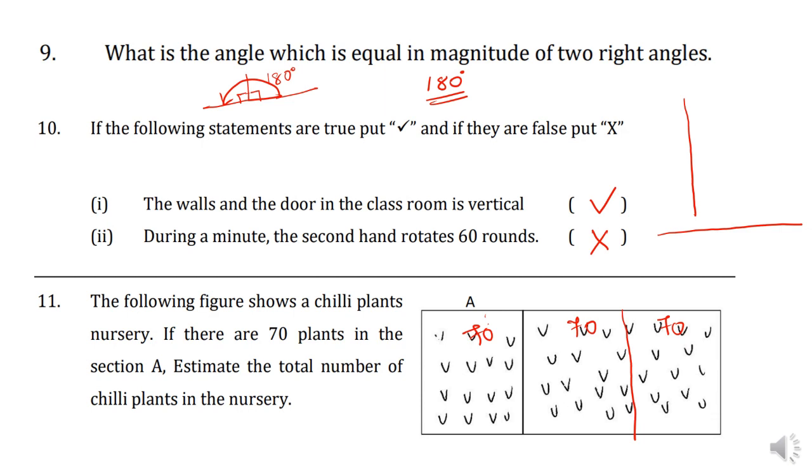And therefore, we can estimate these numbers as 70 plus 70 plus 70. So estimate the number of plants in the nursery. This would be 3 times 70. That means 70 into 3, and this is going to be 210. That means there are 210 plants in estimation.